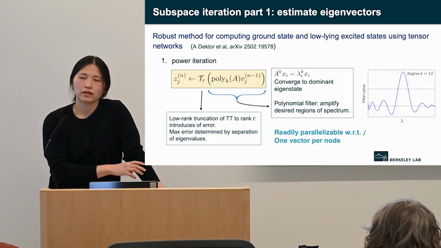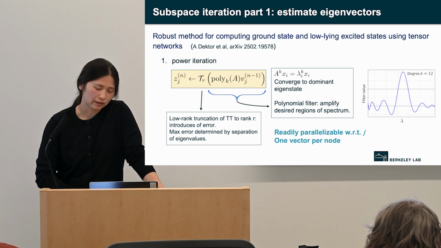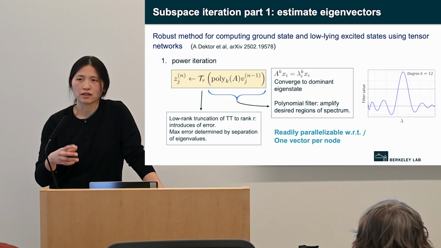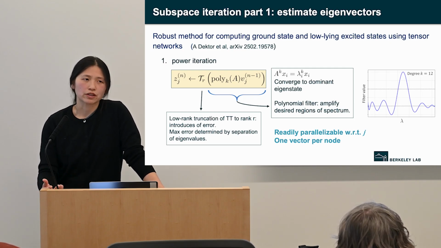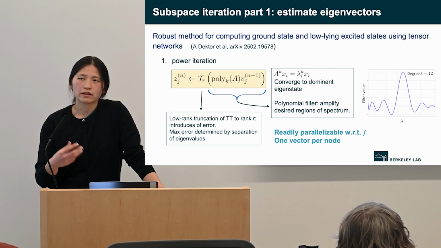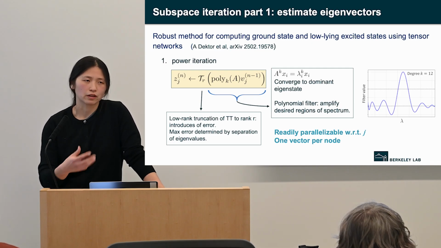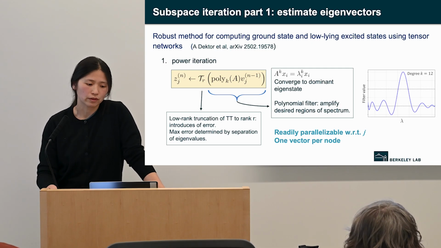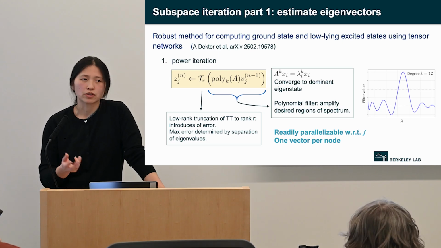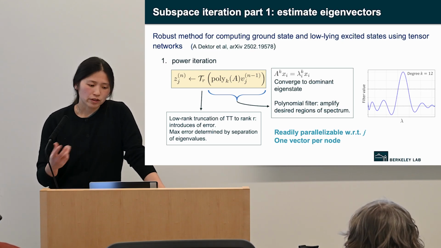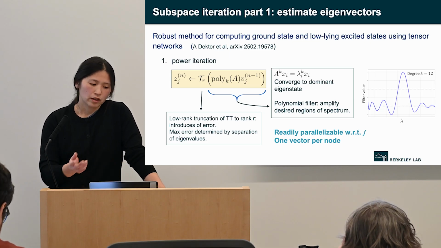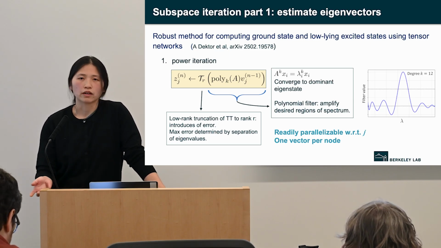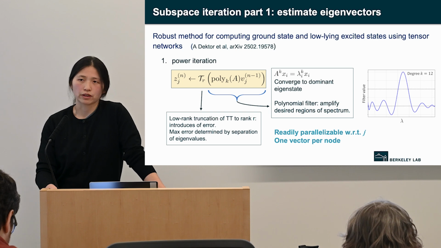The last part of this expression is the T sub r, and this represents the low rank truncation that we need to perform because we're working with tensor trains and we want to maintain a low rank approximation so that the computational cost remains feasible. This low rank approximation introduces an error, but fortunately, it was shown in the original paper that we can tolerate some amount of error depending on the separation of eigenvalues.